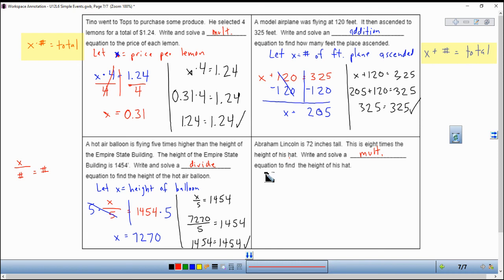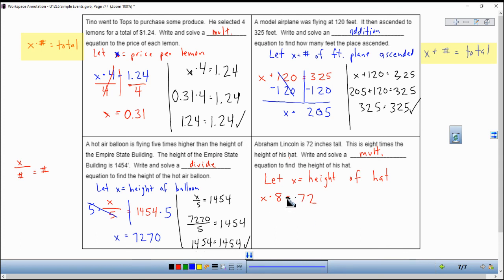So let's get a variable first. We're going to use maybe x. I don't know. We could use x equals height of hat. Okay, so it's going to be x times 8, which is how many times greater Abe Lincoln is than the hat, equals 72.